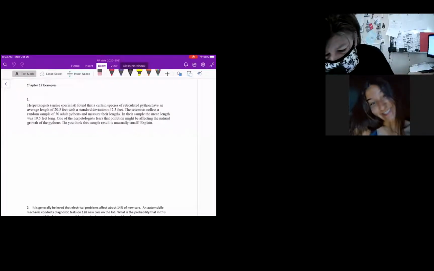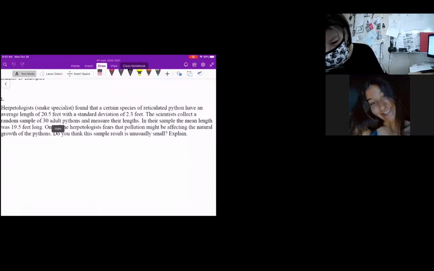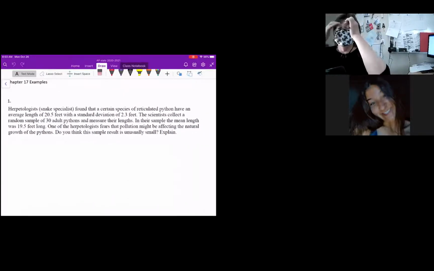One of the herpetologists fears that pollution might be affecting the natural growth of the pythons. Do you think this sample result is unusually small? So there's a couple of ways to go about it. One, you can calculate the percent chance of this happening, and if it's small, yeah. Or calculating how many standard deviations away from the mean. Doesn't matter, either way. But we still need to check conditions to be able to do that.